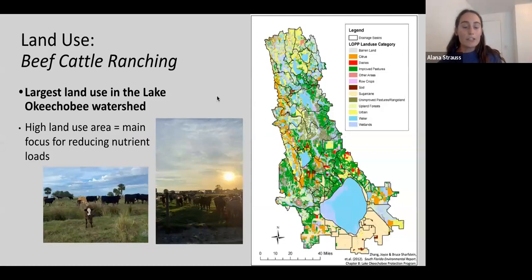So the ranch is cool because beef cattle ranching is the largest land use area in the Lake Okeechobee watershed. But as you can see, there's a lot of other land uses that are in the watershed. So we have a lot of citrus, that's in orange. There's urban areas in yellow, and there's dairy, sod, and all of those types of things. Also a lot of wetlands, and of course water. But cattle ranches are the highest land use area in the Lake Okeechobee watershed, so a lot of people predict that they will still be the main focus for reducing nutrient loads within the watershed.